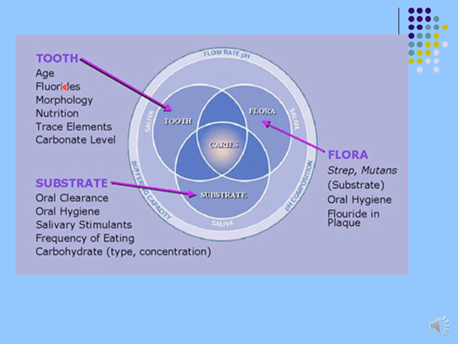So this is basically again the same Venn diagram. If you look at it, the tooth is required, bacterial flora is there, substrate is there, and caries is formed when there is interaction for a sufficient amount of time. Other factors that are responsible are saliva: flow rate, pH, buffering capacity, and composition.